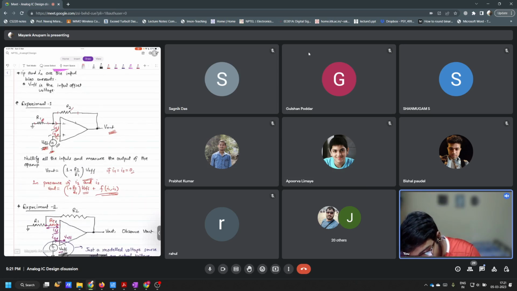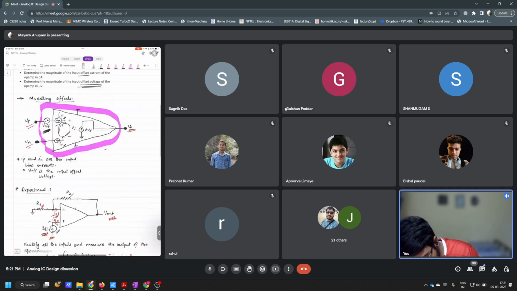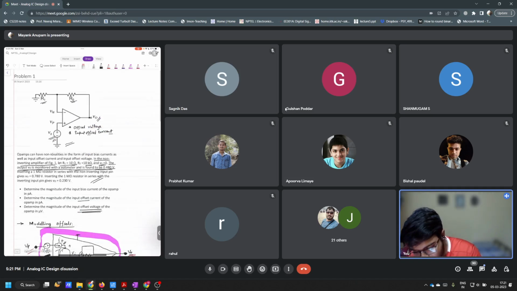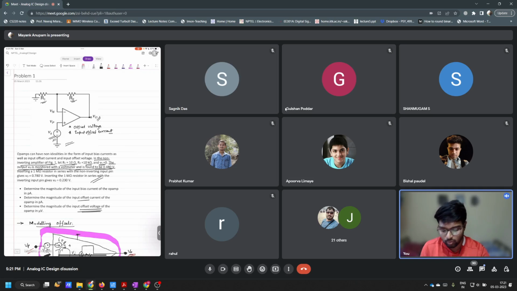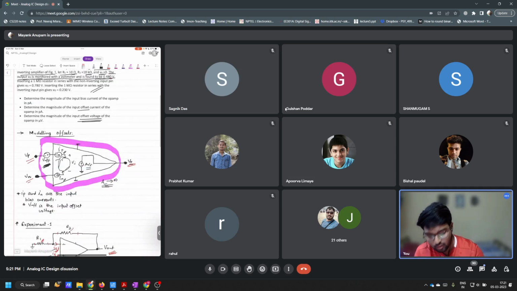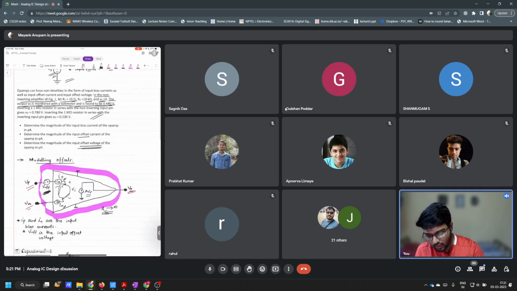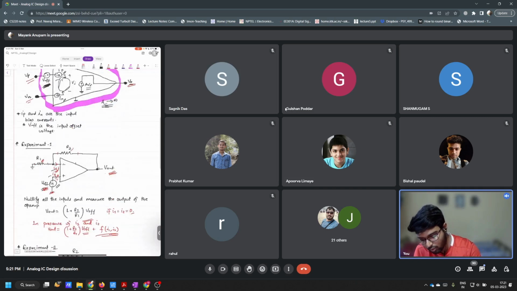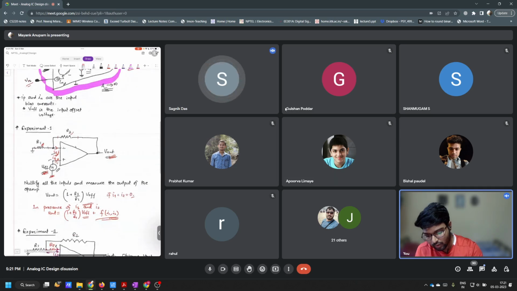In the first experiment, what is the value of V out? Here you can assume that the gain A of the op amp is infinity for this particular problem. So I'm asking, how will you find V out here in terms of I1, I2 and V offset?